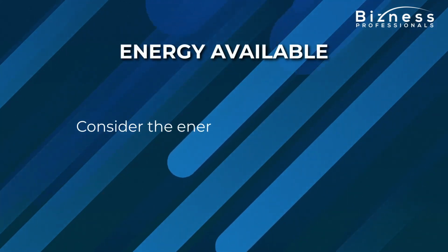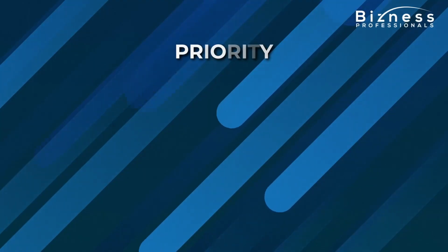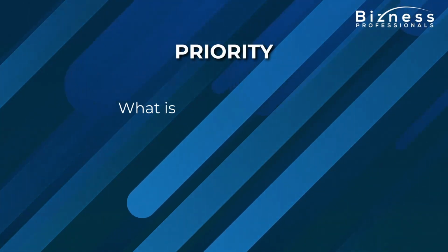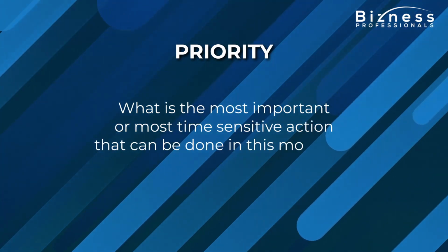Then you consider the energy you have available. If you're low on energy, maybe a phone call doesn't sound like something you want to do right now. Instead, maybe you could use this time to look up a mechanic so you could get that oil change for your car. Finally, consider priority. What's the most important or most time-sensitive action that can be done in this moment? This is just one framework for deciding on what actions to do, but David Allen also shares 2 other frameworks as well, so you can check that out in the book.